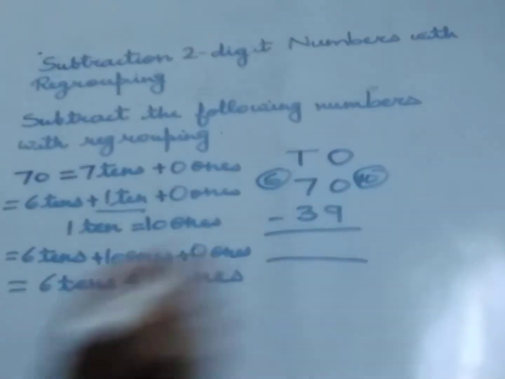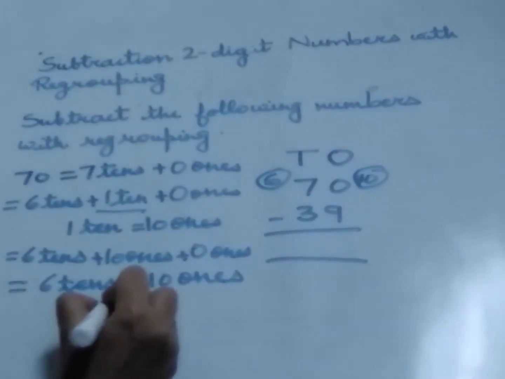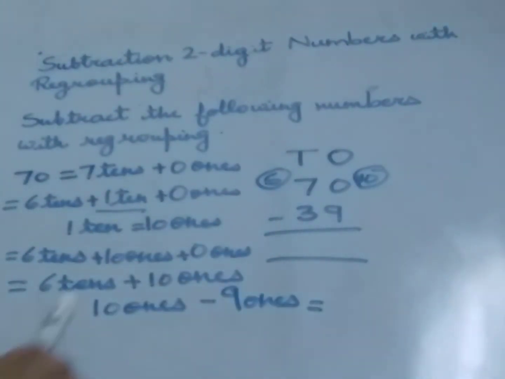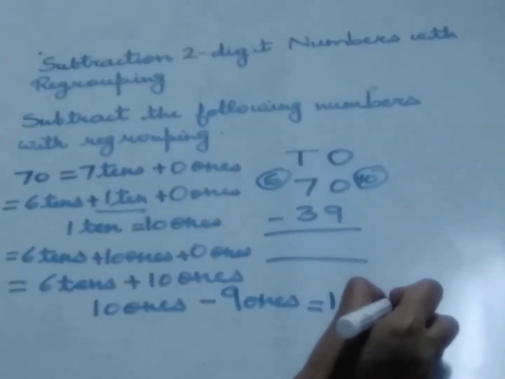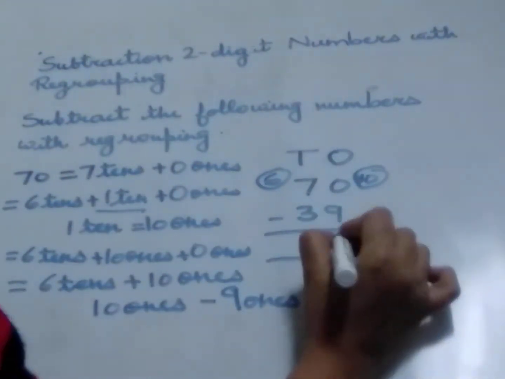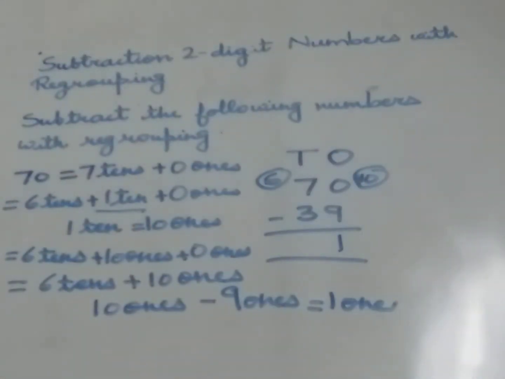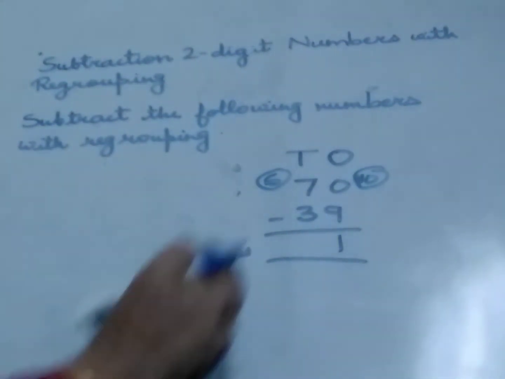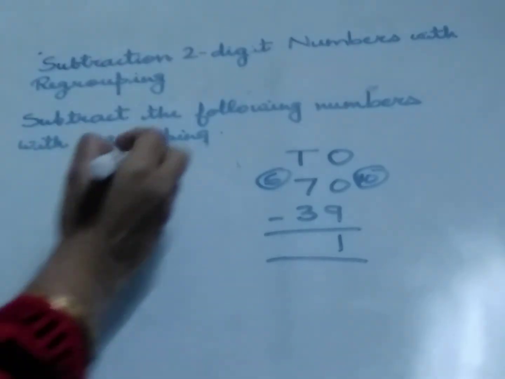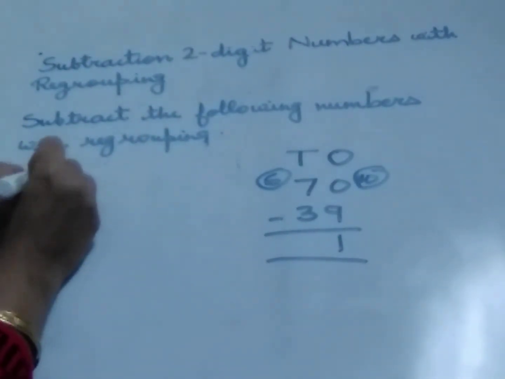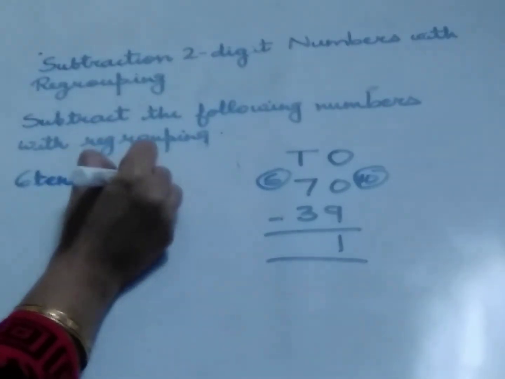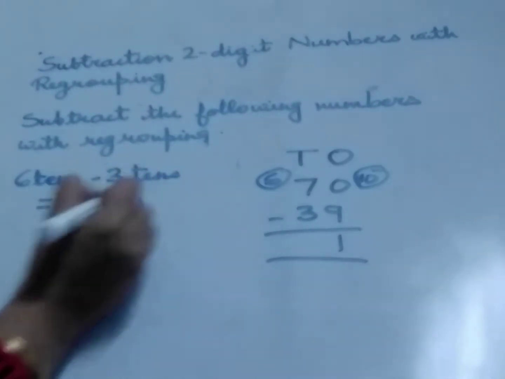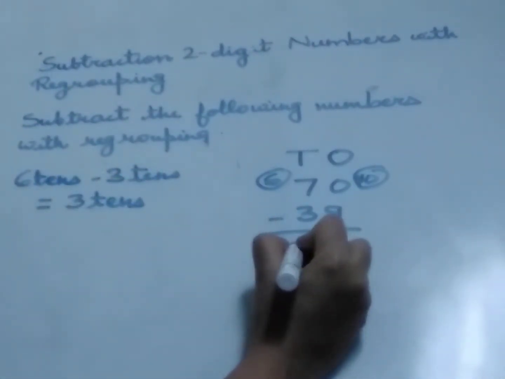So now subtract the ones first. 10 ones minus 9 ones. 10 minus 9 gives you 1. Write 1 as the difference in the ones column. Now subtract the tens next. The number is 6. 6 tens minus 3 tens gives you 3 tens. So write 3 in the tens column.